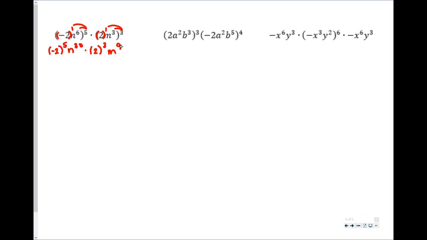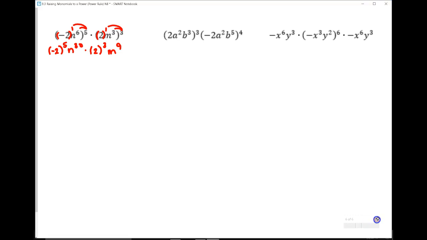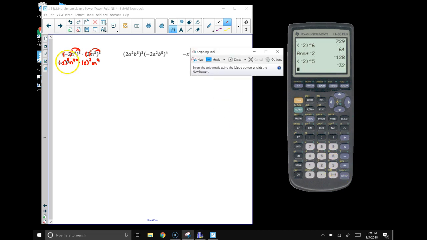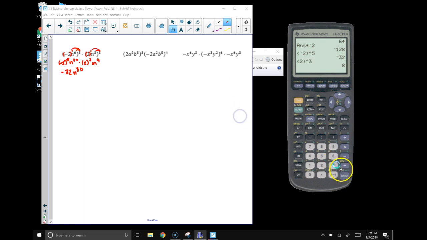Okay? Now, I'm going to use my calculator, because that is some math I don't want to do in my head. I've got negative 2 to the 5th, so parentheses negative 2, parentheses to the 5th, and that's going to give me negative 32. So I'm going to cross this off and write negative 32, bring down the n to the 30, and then 2 to the 3rd power, if you're not sure, and that's fine, 2 to the 3rd power is 8. So now you've got times 8m to the 9th.